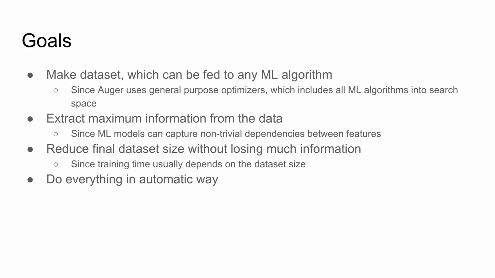So moving on. In Augur, we pursue the following goals while creating the data preprocessing pipeline. The first thing is to make a dataset which can be fed to any machine learning algorithm. This is needed because Augur uses optimization over a bunch of machine learning algorithms, and despite some algorithms can work with categorical data natively, most of the algorithms can't do this, and we need to make the data in a unified format so we can optimize over all machine learning algorithms in our search space.